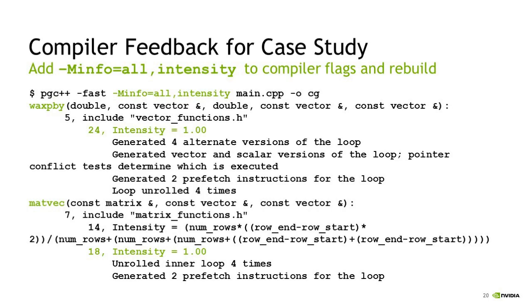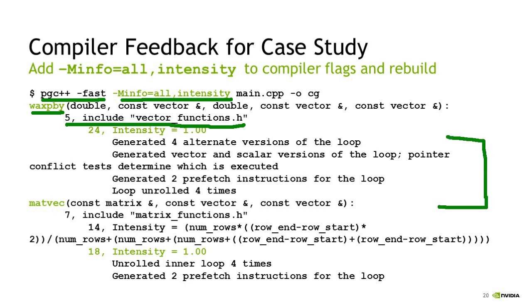So what I've done here is I've built my code. pgc++ is the compiler, and -fast is the optimization. And you can see I've added my -minfo flag because I want to know what the compiler is doing. I've shortened the output to fit here, but in the waxpby routine, which is one we saw was important, we can see this came from vector_functions.h. You can see some optimizations it did, which may or may not make sense depending on how much experience you have with compiler optimizations.